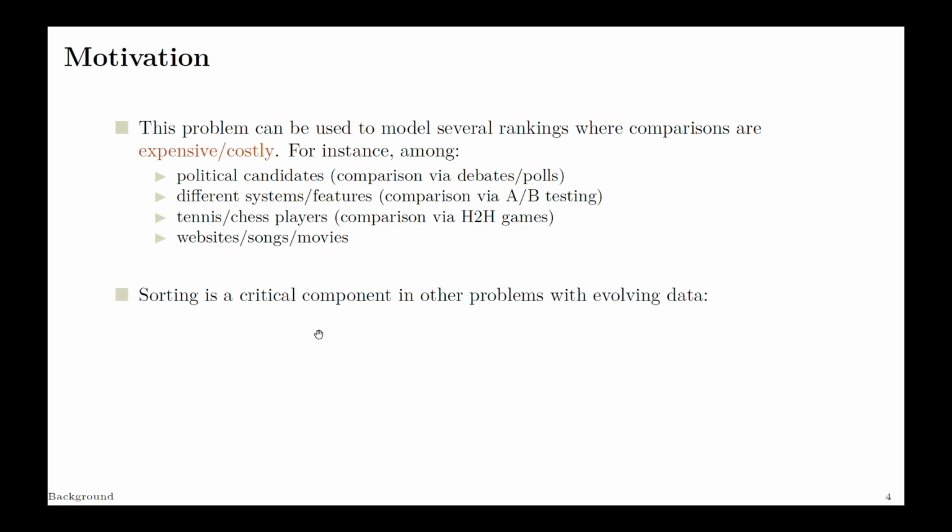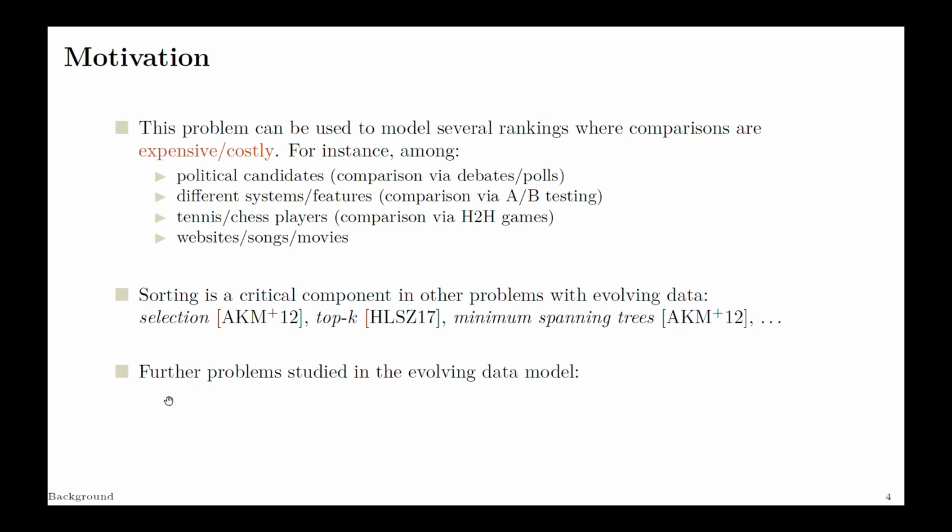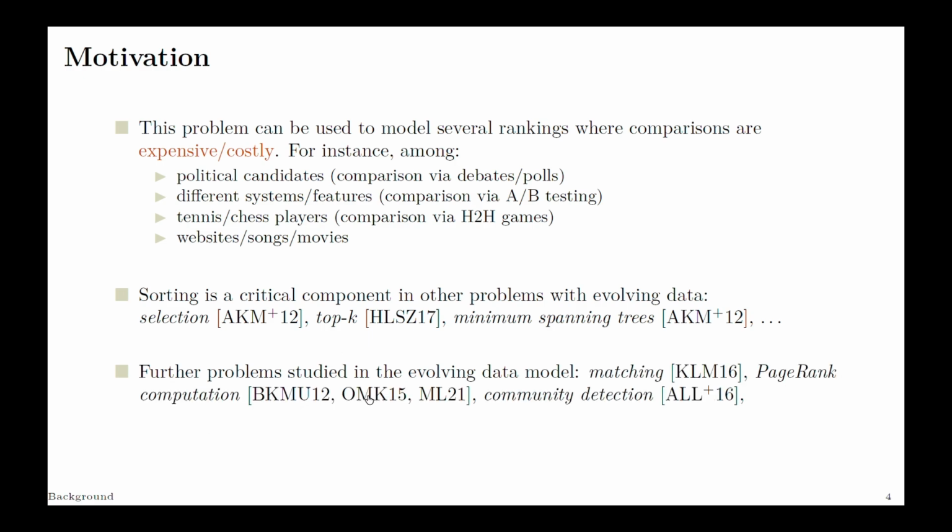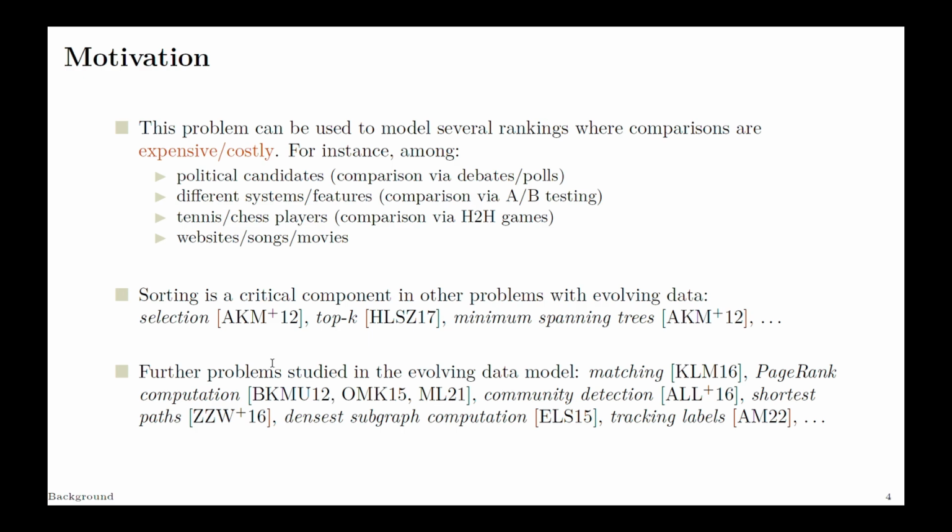Now, sorting is also a critical subcomponent of several other algorithms. So it has been studied in other problems with evolving data, such as selection, finding the top k elements, or computing the minimum spanning tree, for example, using Kruskal's algorithm. More generally, several problems have been studied in the evolving data model, including matching, PageRank computation, community detection, and several others.